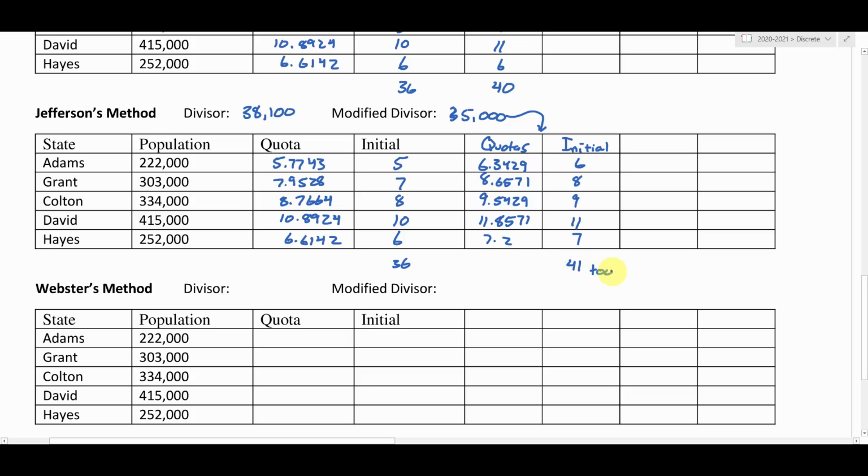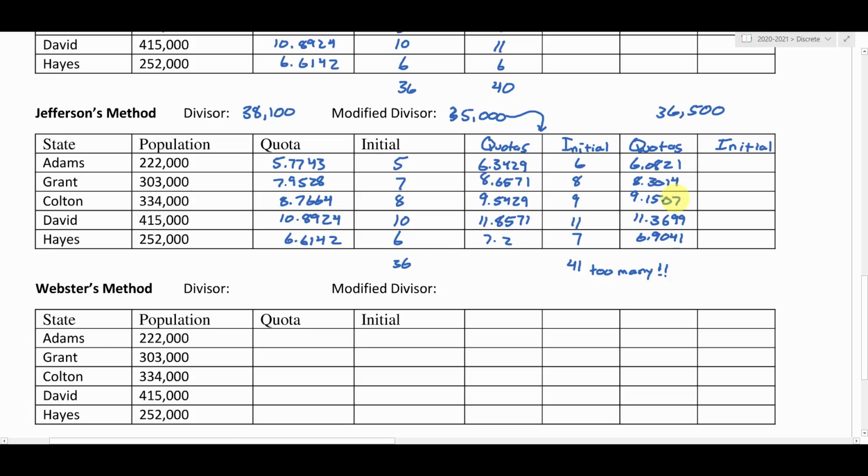So that is too many. So we went too far when we lowered the divisor here. So I'm going to go with a new modified divisor. I'm going to go up to 36,500, trying to split the difference between 35 and 38 here. So I'm going back up a little bit to decrease the number of representatives that I apportioned. And I'll have another set of quotas and another initial, and hopefully we get it right this time. So I'm going to take 36,500 as the divisor with each individual county.